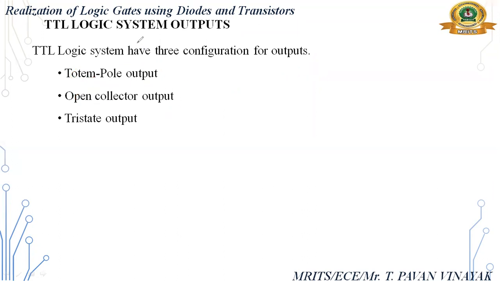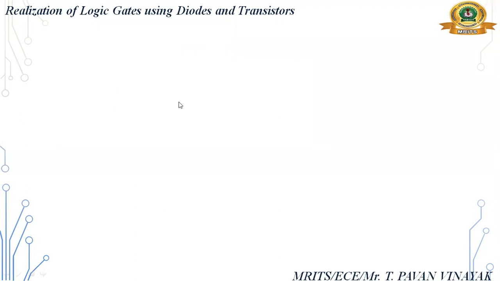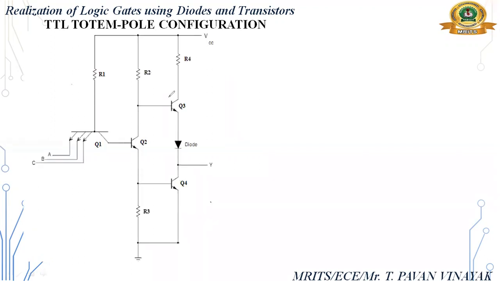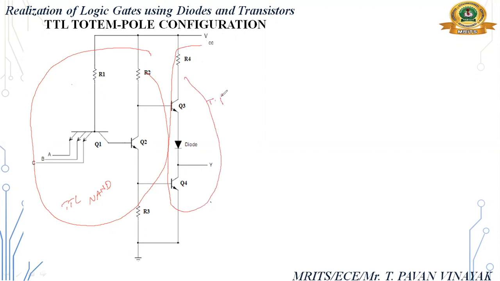So what is the totem pole circuit? Totem pole output is a pull-up network, which consists of two transistors and one diode. So this is the TTL NAND. For this TTL NAND, we create an extra circuit, that is the totem pole circuit. Totem pole circuit means a diode is placed in between two transistors. This complete part acts as the pull-up network.